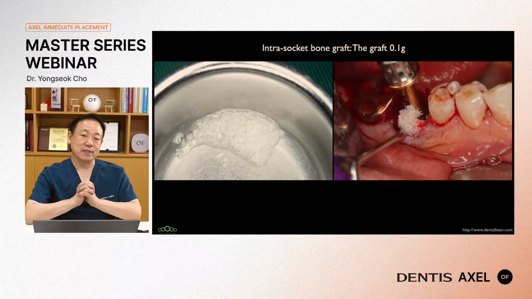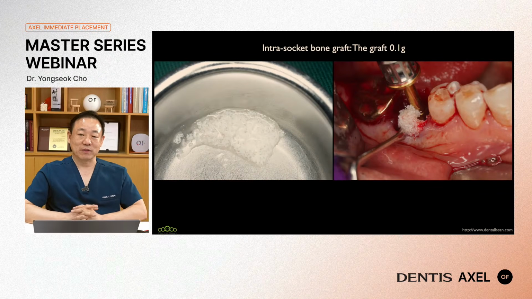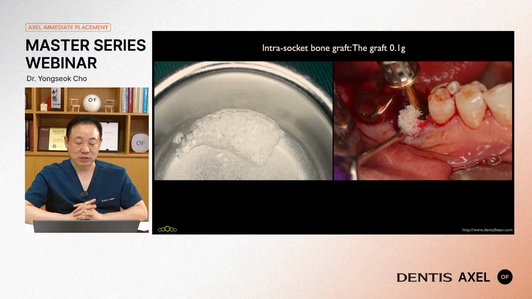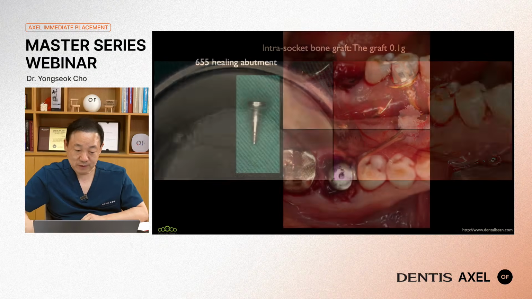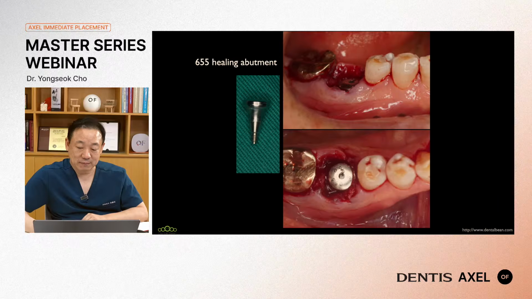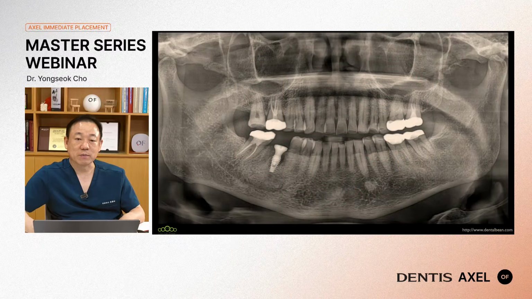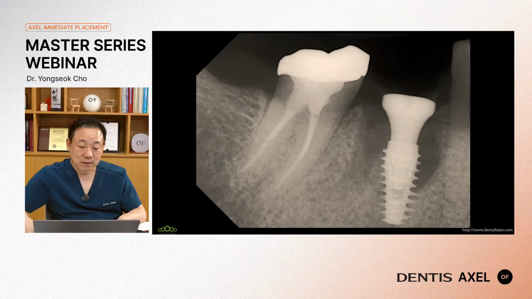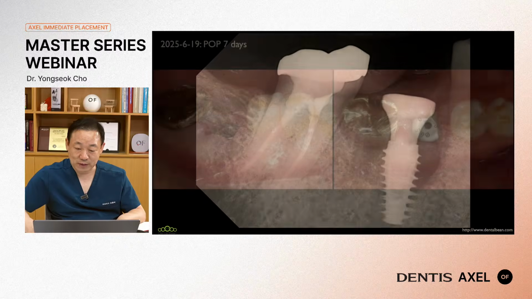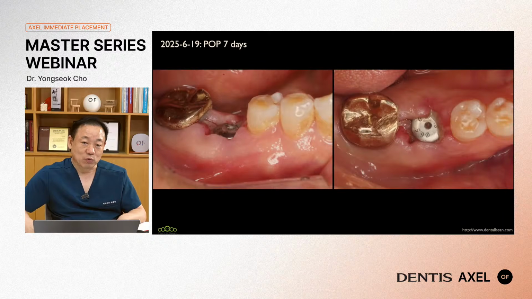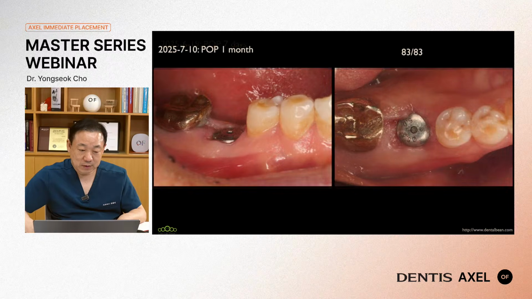So in this case, I tried intra-socket bone grafting on the buccal side. It was a xenograft. After bone grafting, I connected the healing abutment and finished the surgery. This is the panoramic image after surgery and the periapical view here. The implant is positioned very well. One week later, healing was not bad. One month later, the ISQ value was maintained highly.